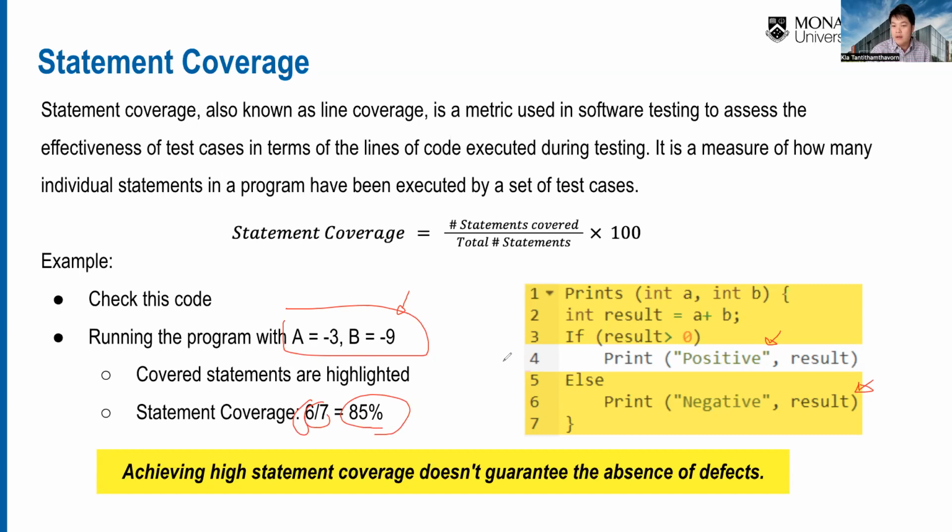Because if we test based on the requirement, then we probably miss some of these lines that we didn't test. Okay, so what we mean is that achieving high statement coverage doesn't guarantee the absence of software defects, because we didn't test this part, right? That's why we need to look into the branches in more detail.